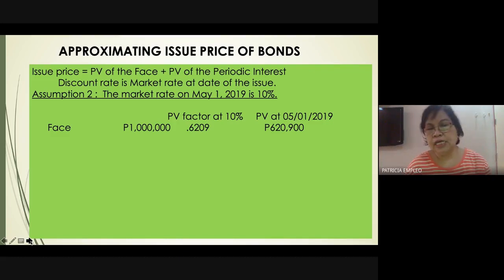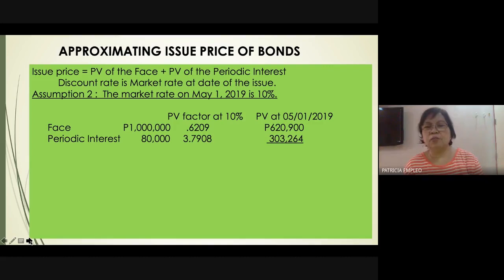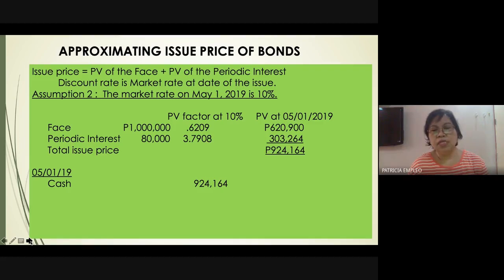Again, the interest is to be paid annually every April 30 for the next 5 years. Therefore, 80,000 will have to be discounted again at 10% for 5 periods. Again, this time using Table 4, present value of ordinary annuity for 5 periods at 10%. Therefore, the PV factor is 3.7908, such that the present value of the 80,000 to be paid annually for 5 years is 303,264, such that the total issue price is 924,164.